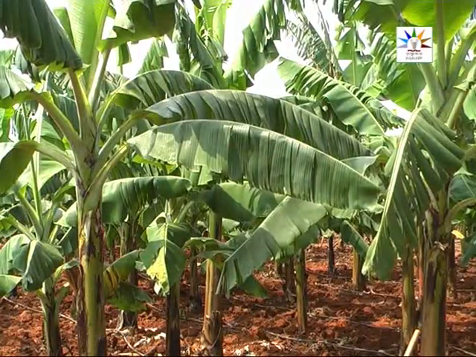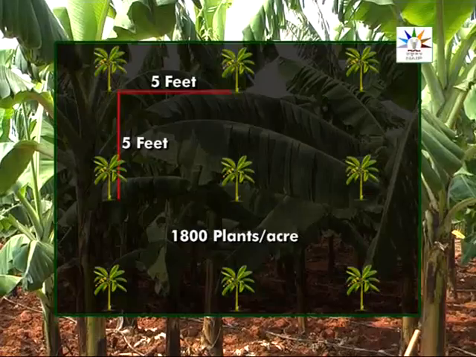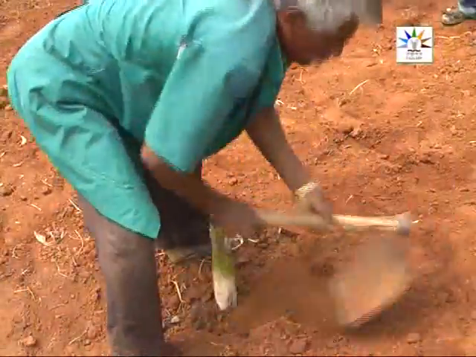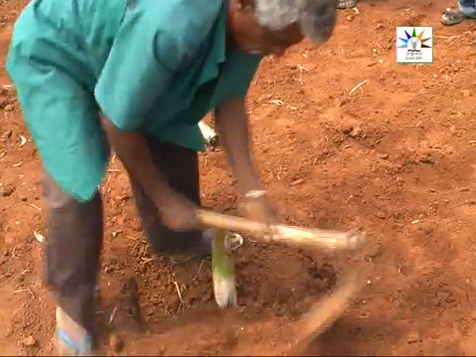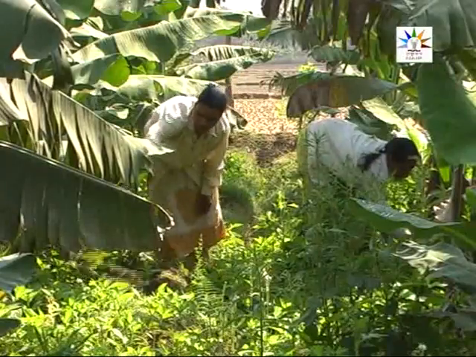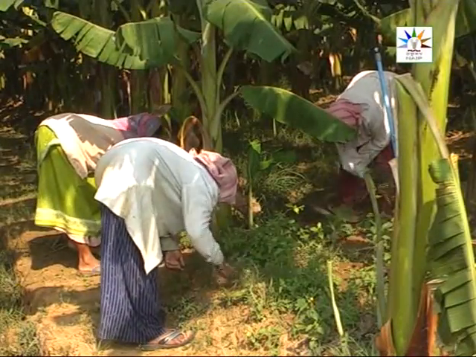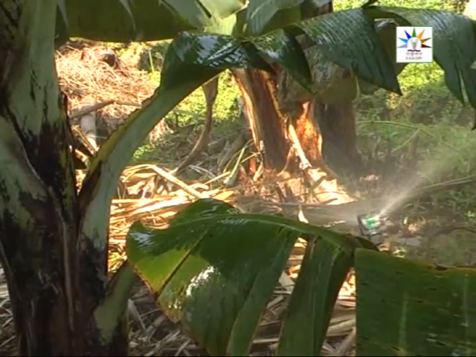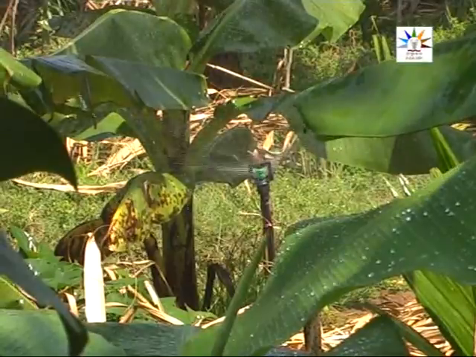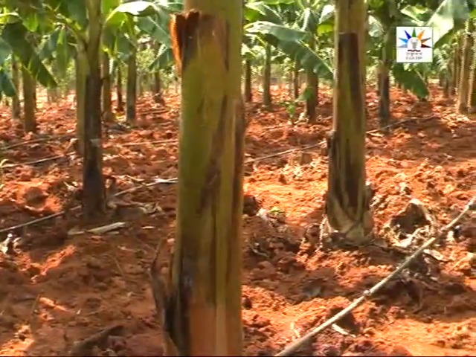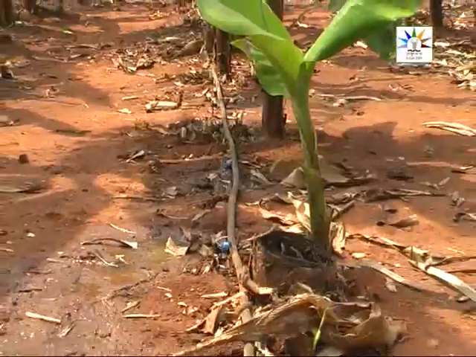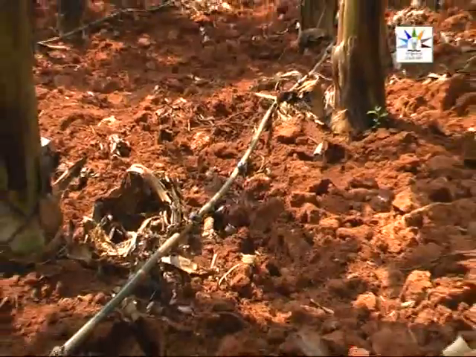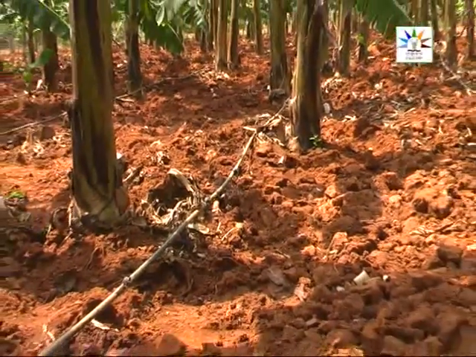Commonly followed spacing for banana is 5 into 5 feet. This accommodates around 1,800 plants per acre. Banana can be planted anytime during the year except during winter. Intercultivation is required up to 3 to 4 months to keep the field free from weeds. Irrigation once in 5 to 8 days is recommended depending on the climatic conditions. Under drip irrigation, provide water daily with 20 to 25 liters per plant during summer. 10 to 15 liters per plant is enough during the remaining months.